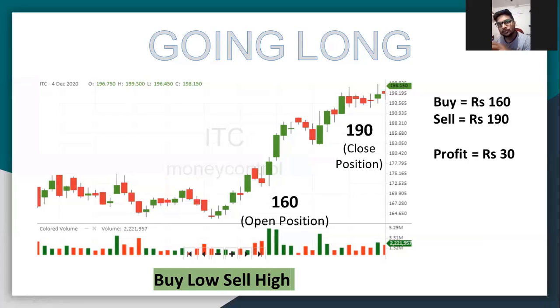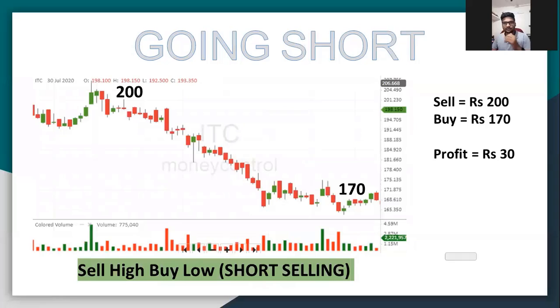Now the second way to make money is by going short. Now this is pretty complicated, so I want you to pay attention. In this case, we actually don't buy first, we sell first. A lot of people say, how could you sell something that you don't even have? You haven't bought anything, so how could you sell? Firstly you have to understand that you actually get these shares from your brokers.